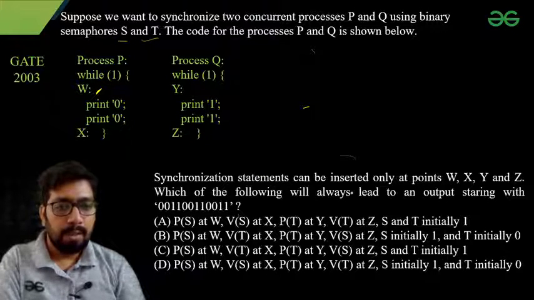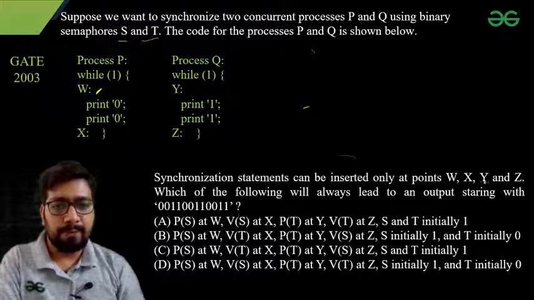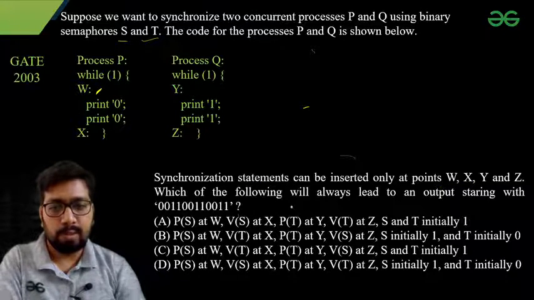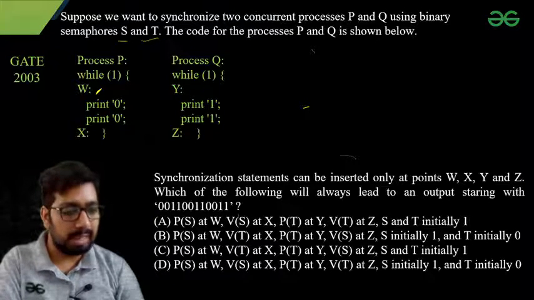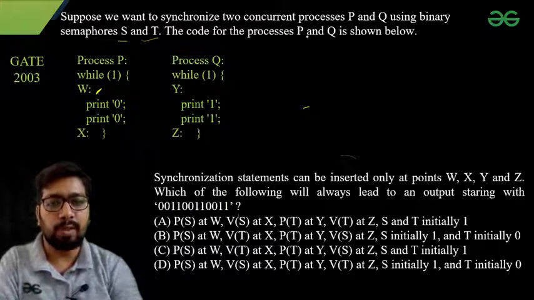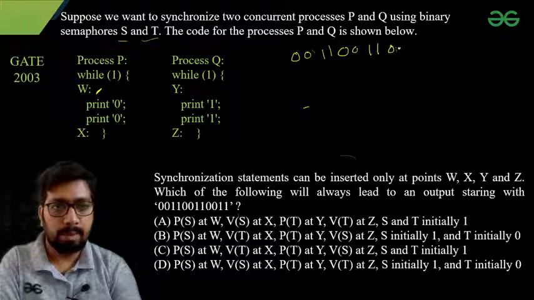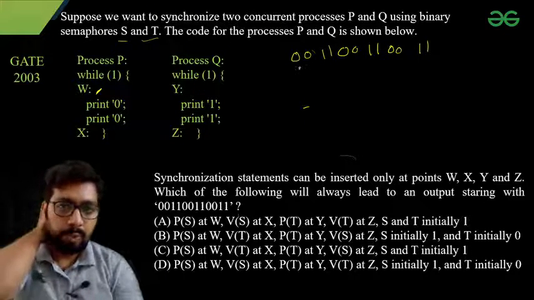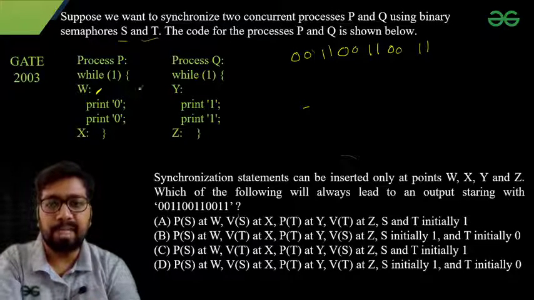Now we need to know what W, X, Y, Z are. First of all, we need to find out what W, X, Y, Z are, which is the P operation and which is the V operation. That is the question. And we need to print 0011 0011. So let me write 0011 0011. So to print 00, process P needs to be implemented first.